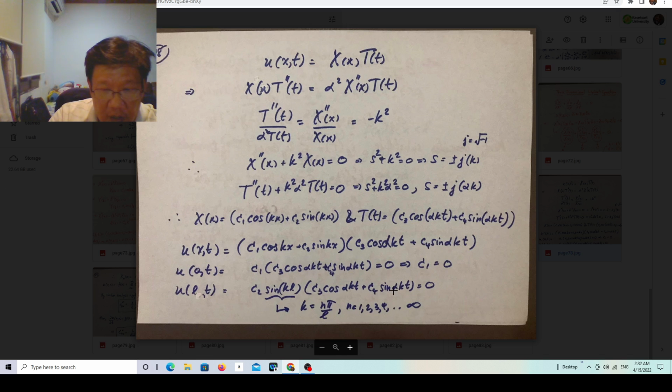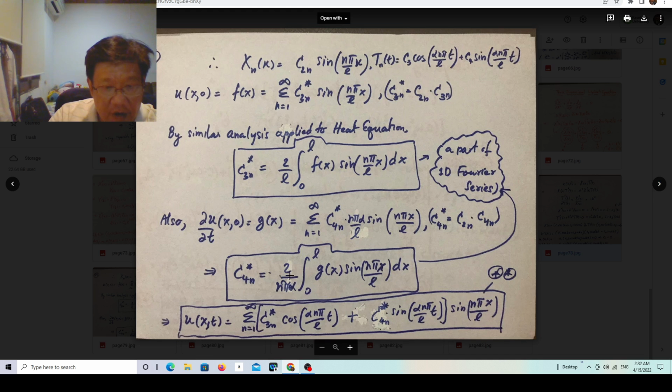You get this alpha times k down here, so when you move it out here, this has to be a cos function, and c star 4n is not g. Similar analysis: instead of sine, this has to be cos, right? Am I correct?